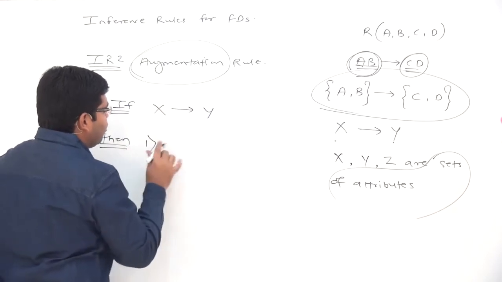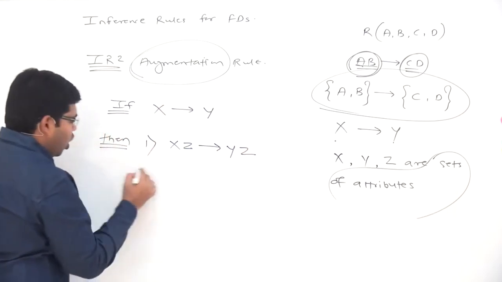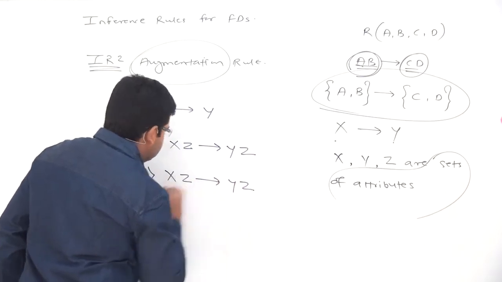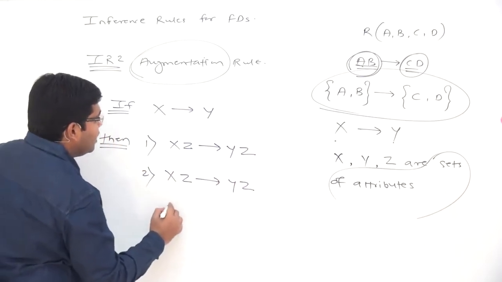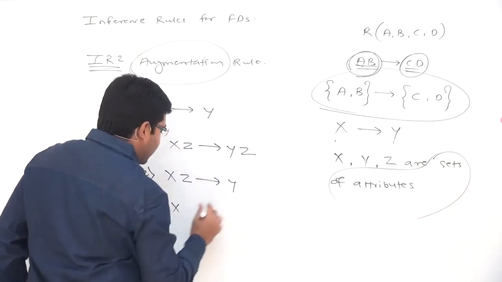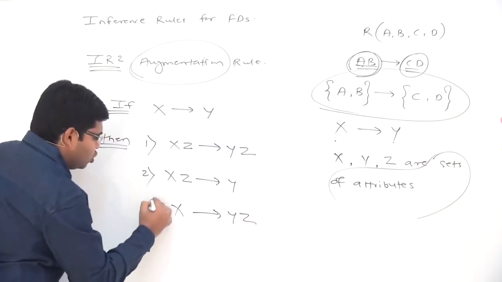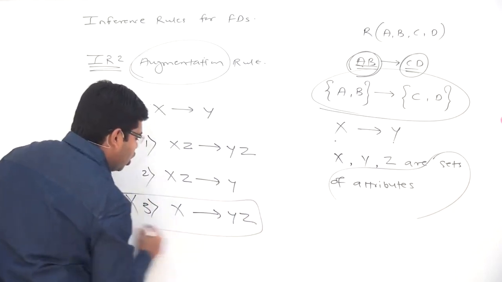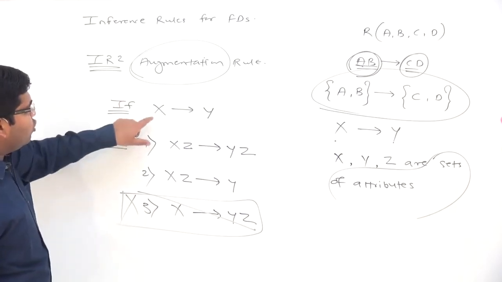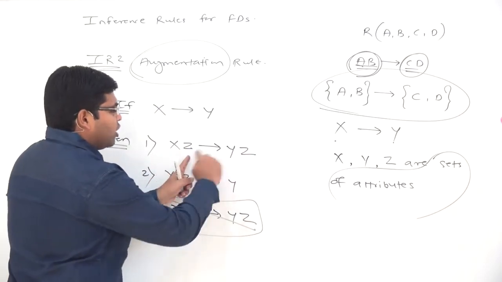Then you can say, number 1, XZ gives YZ, or you can simply say XZ gives Y. But you cannot say that X gives YZ. So this third conclusion is invalid, it is wrong. I will scratch it, but remember it very well. Whenever you get an FD like this, X gives the value of Y, you can add the same set of attributes to both sides.